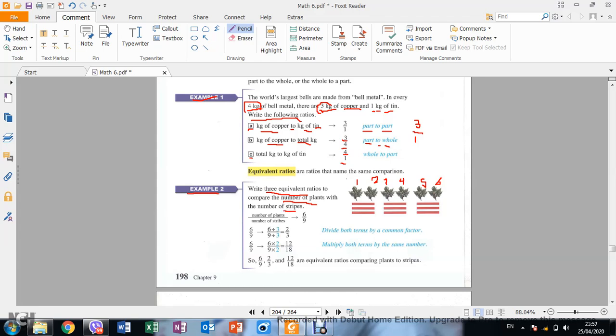How many strips do we have? Here we have 3, and here we have 3 again, and again 3 strips. That means we have 9 strips. Now how do we write the ratio? It tells us to compare the number of plants with the number of strips, so the first is the number of plants, 6. The second is the number of strips, 9, because here we have 3 plus 3 plus 3, equal to 9.